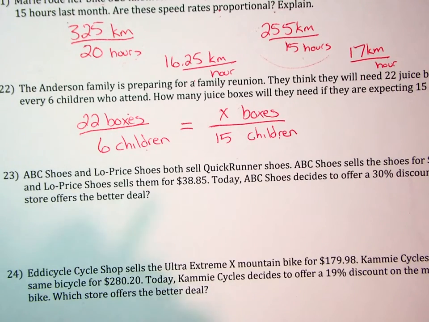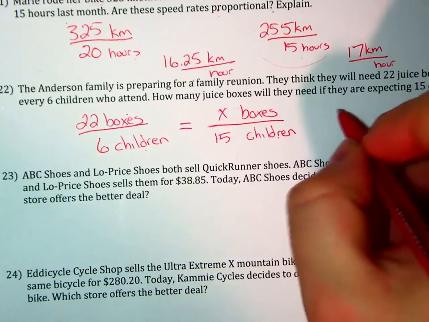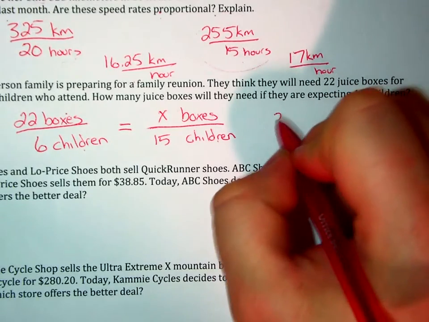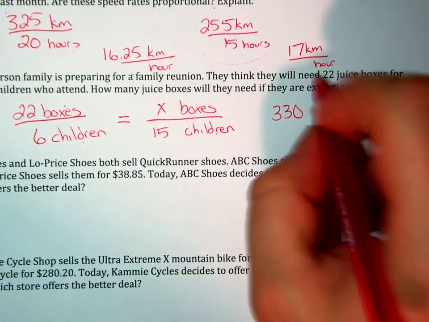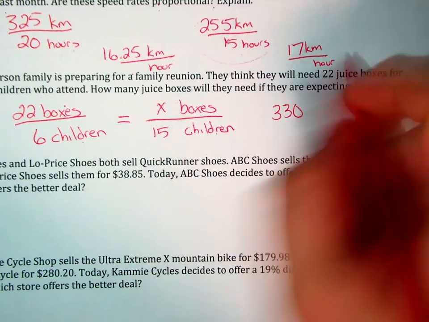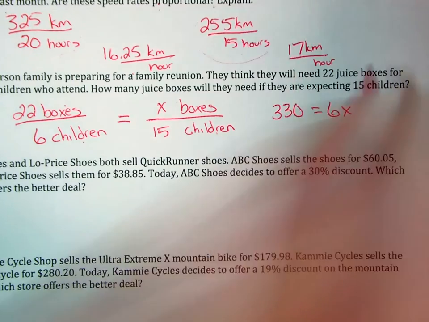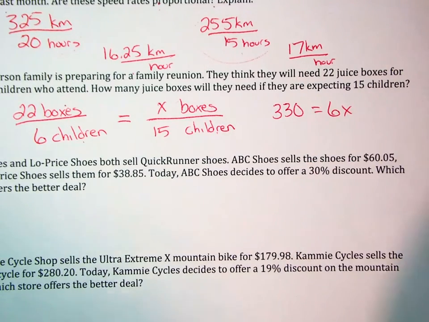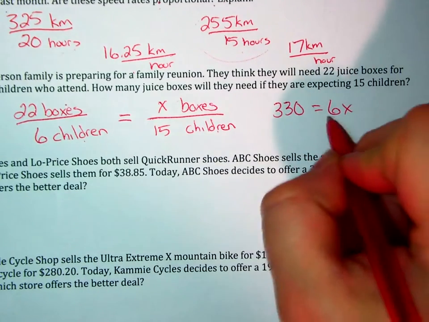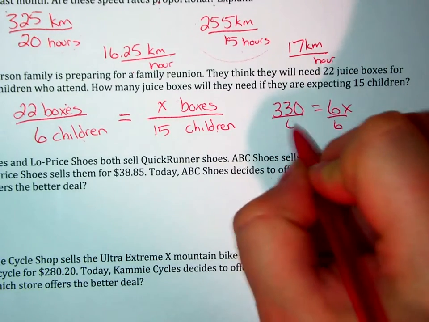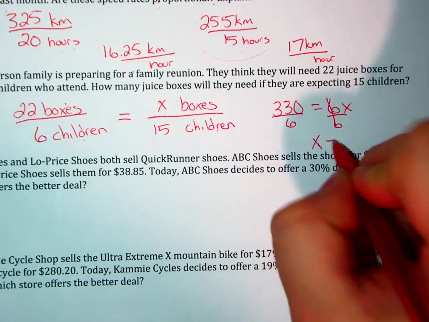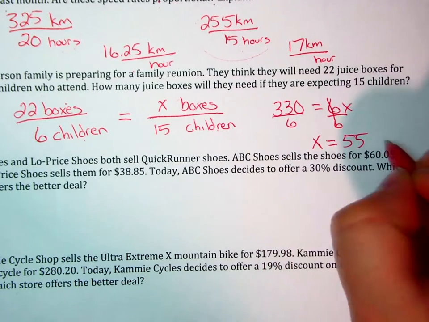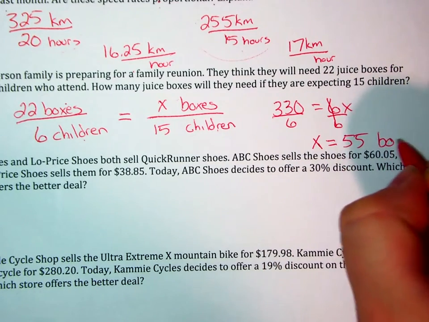So I will want to cross multiply. 22 times 15 is 330. 6 times x equals 6x. Divide both sides by 6 so that I can get x by itself. And my x would equal 55 boxes of juice.